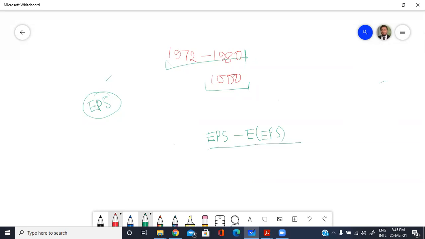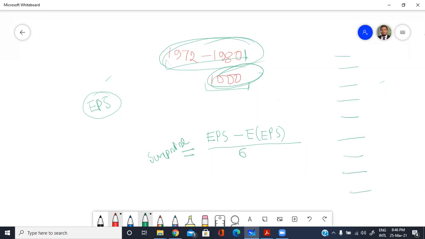And if you divide this number by the volatility, or standard deviation, of the EPS, you will get a metric. Say that metric is the surprise. So for 1,000 events, for the 1,000 firms, and for this number of periods, for numerous events, we have a long list of earnings surprise.